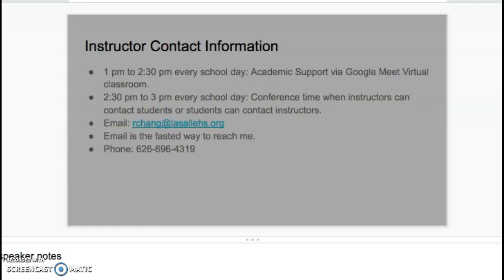All right. How do you get in contact with me? You can reach me through email at rchang@lasallehs.org. Email is the fastest way to reach me. You can also call me at 626-696-4319. And I think I failed to mention my name when I welcomed you to this class. My name is Roy Chang.